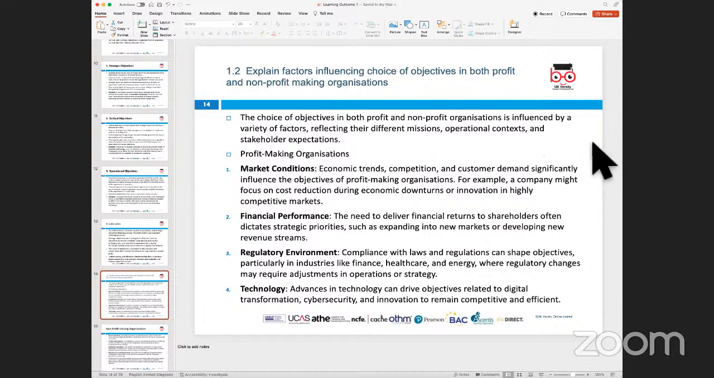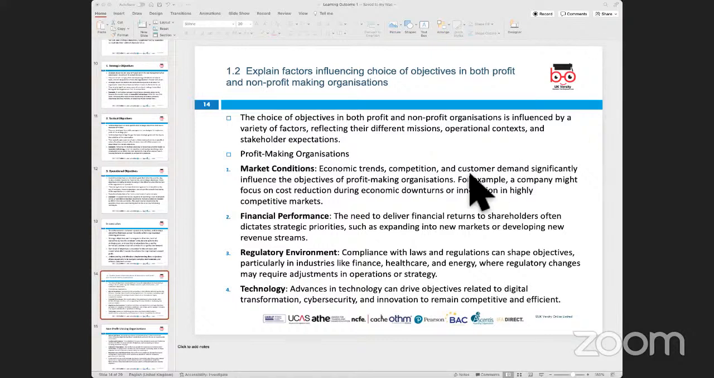Great. So let's move to the second assessment criteria, which talks about explaining the factors influencing the choice of objectives in both profit and non-profit making organizations. So first of all, let's look at understanding what profit making organizations are.